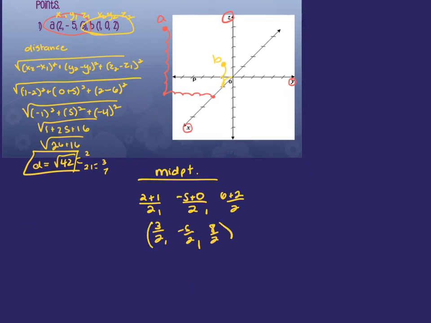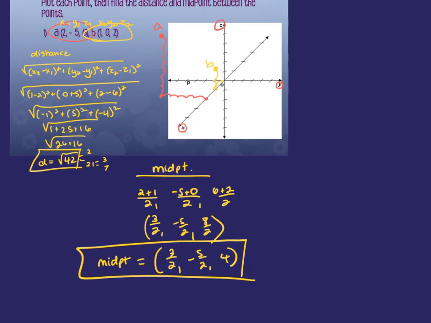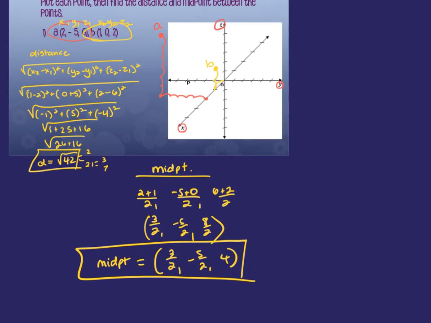And this time one of them gets simplified. This would be 3 over 2, -5 over 2, and 4. Questions on any of that? So the graphing, most likely on your test, I haven't made it yet, but most likely I'll give you the graph and you're going to give me the coordinate point. Kind of like that first example, just so that we can be exact.